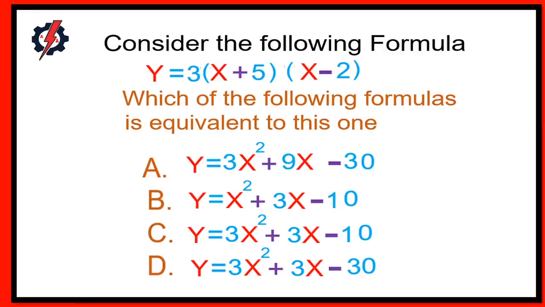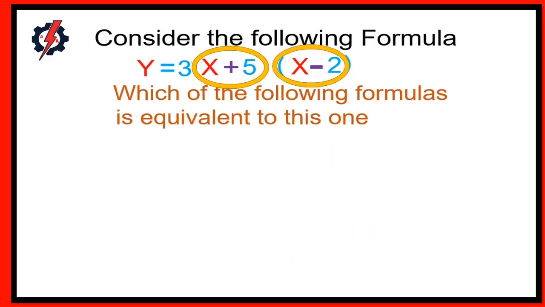In our next problem, consider the following formula. Y equals 3, open and close parenthesis, x plus 5, multiplied with open and close parenthesis, x minus 2. Which of the following formulas is equivalent to this one? In this problem, we have two parentheses, x plus 5 and x minus 2. What we're going to do here is simplify the two parentheses first.